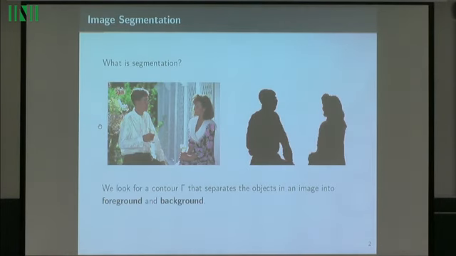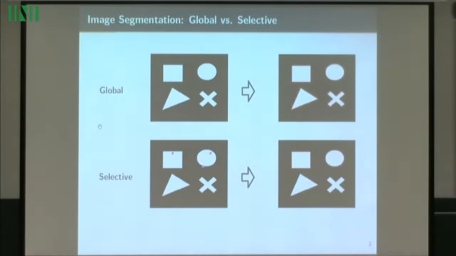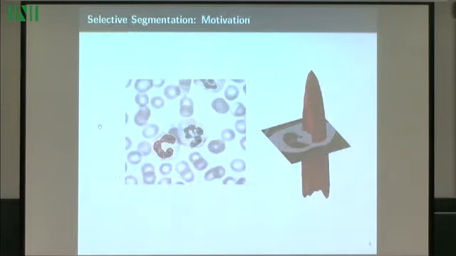So what is image segmentation? We're just looking for a contour which separates foreground objects from background objects. That's simply it, really. We have two types of segmentation. We have global segmentation, which is moving all objects in the image to the foreground. And then selective segmentation requires some user input to indicate either through markers for objects they want to segment or anti-markers say they don't want those objects. So in this case, the user puts in a couple of object marker points and they want the square and the circle segmented. So that's the aim, really.